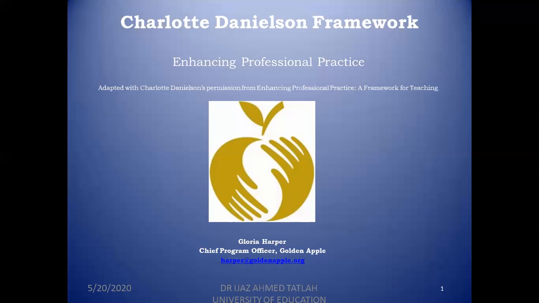Bismillahirrahmanirrahim. Dear scholars, today we have to discuss the different models for teacher evaluation, and the Charlotte Danielson framework is one of them that is a very popular framework for teacher evaluation. Therefore, in this session today, I would like to share it with you in detail.